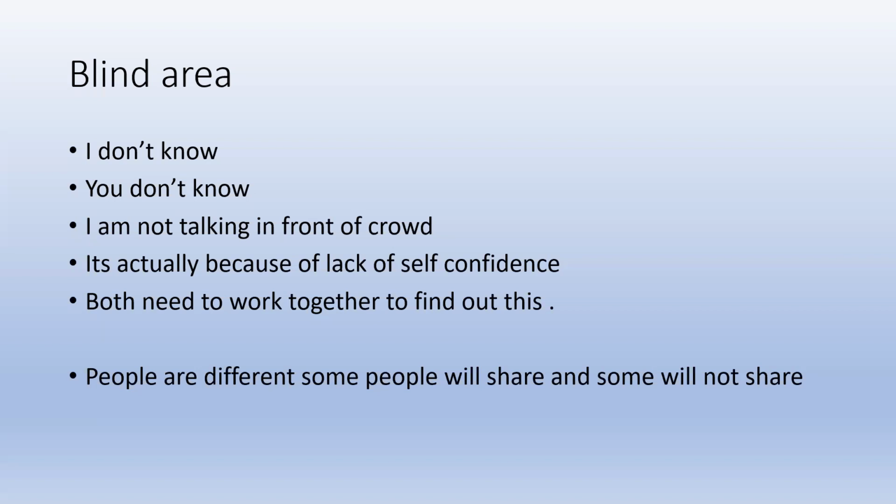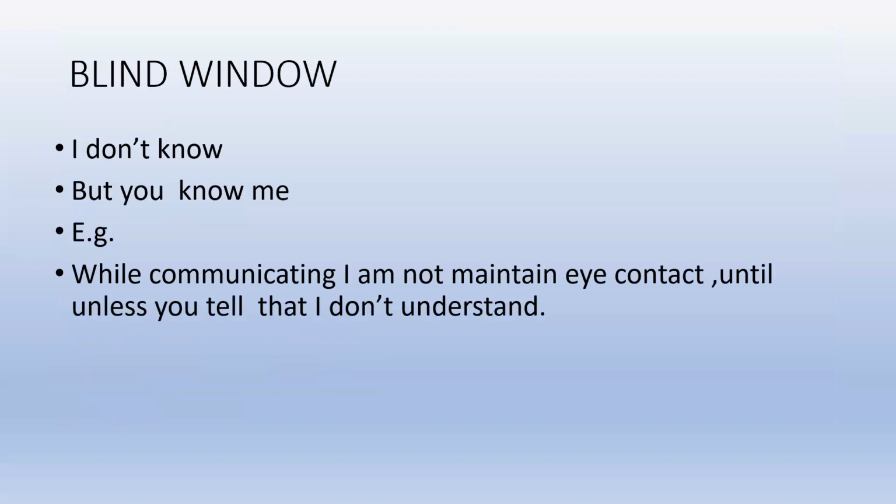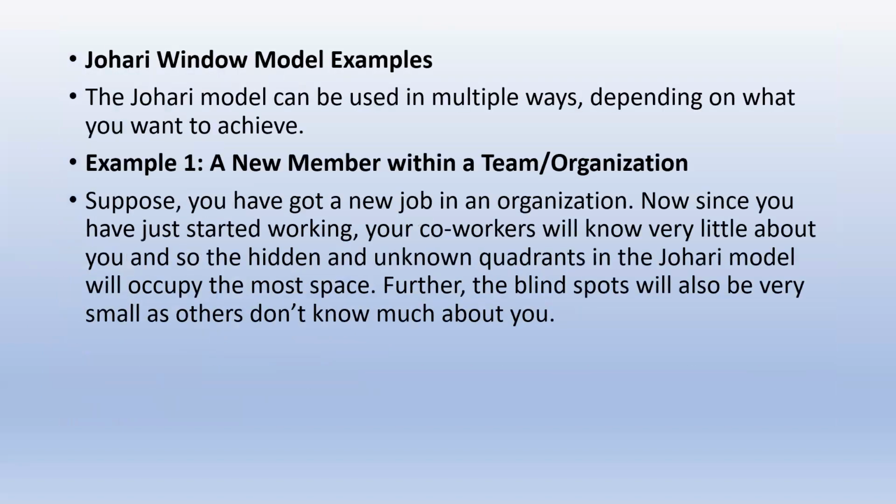So in conclusion, if you want to work in an effective way, the size of the open area needs to be larger compared to the blind area, unknown area, and hidden area. If the size of the open area is large, transparency will develop. The employer can understand what you need, and you will also come to know your needs, likes, and dislikes. It will create transparency as well as improve the productivity of the work. Okay, guys, so this is about the Johari window.